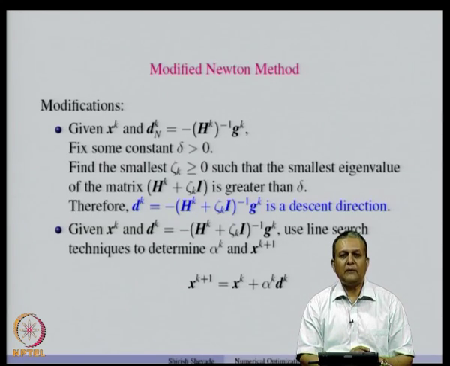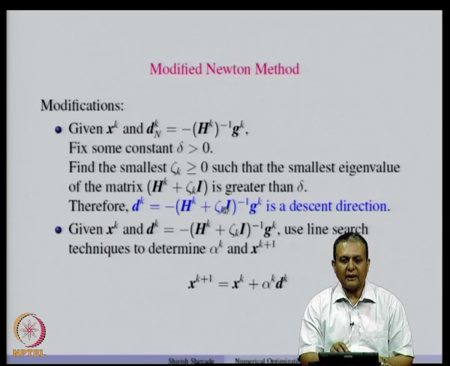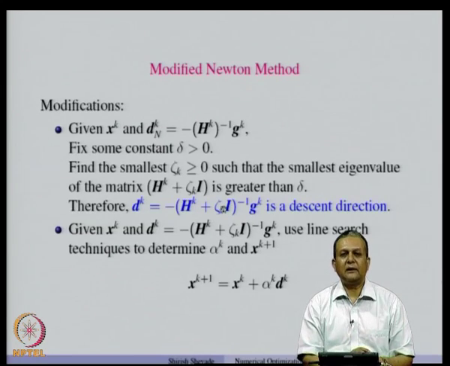So, sometimes very simple techniques are used. Suppose we start with some reasonable value of zeta k and do the Cholesky factorization of Hk plus zeta k I. Now, if that Cholesky factorization fails because Hk plus zeta k I is not positive definite, what one can do is increase zeta k, or maybe double the value of zeta k, and try the Cholesky factorization again. So, while the Cholesky factorization of Hk plus zeta k I is not successful, keep increasing the value of zeta k till that becomes successful.